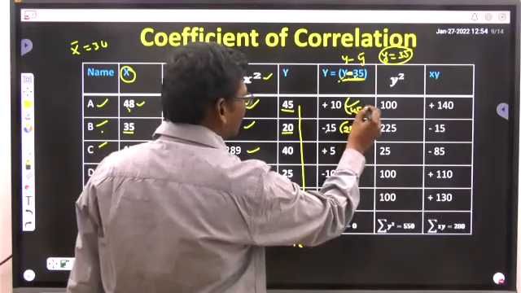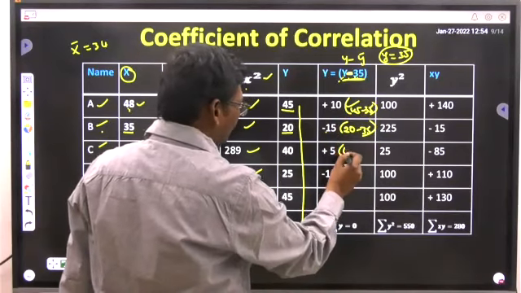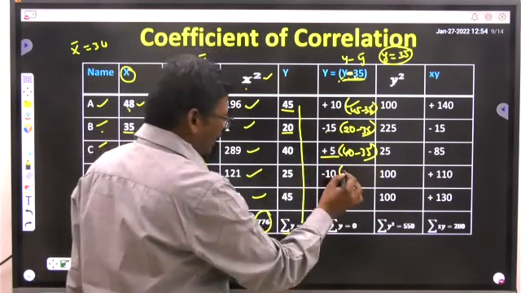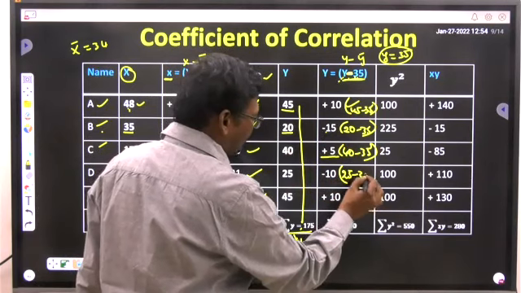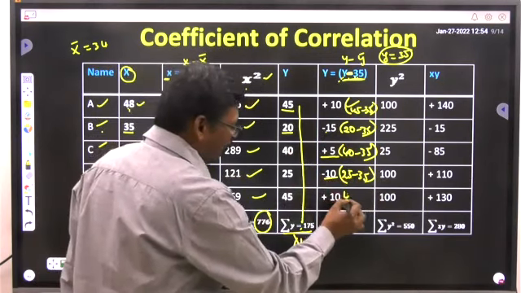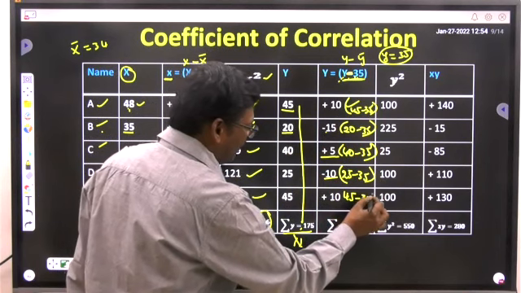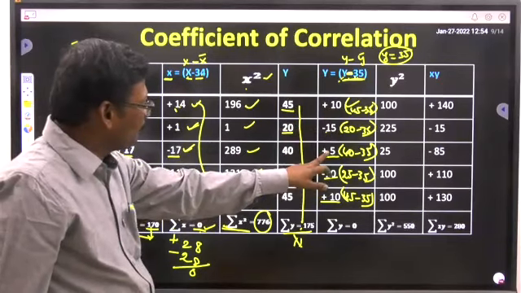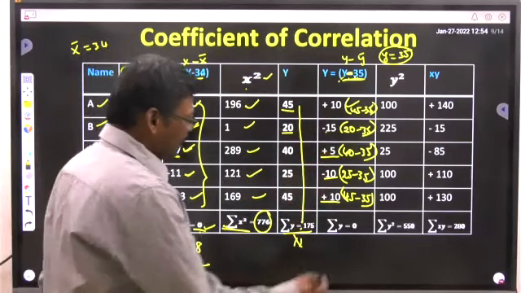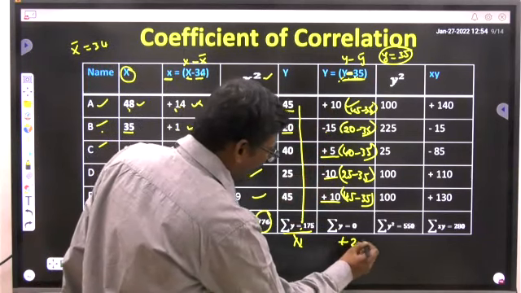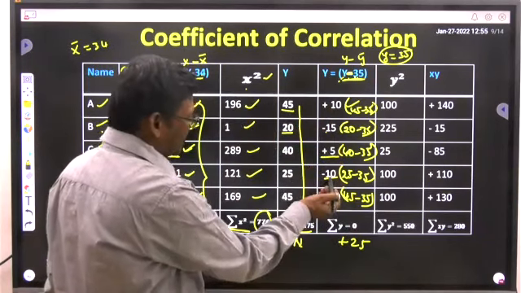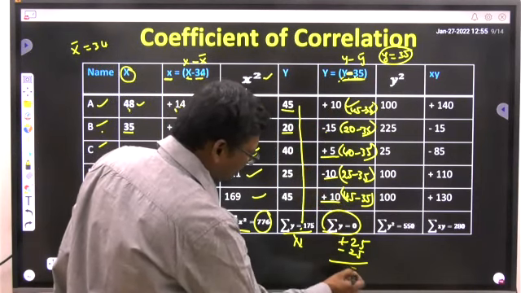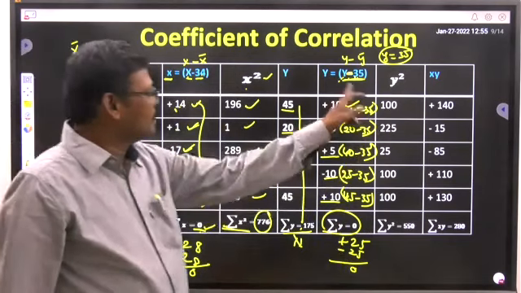So 40 minus 35 is plus 5. 25 minus 35 is minus 10. 45 minus 35 is plus 10. The plus values are 10, 5, 10, that is plus 25, and the minus values are 15 and 10, that is minus 25. So sigma y also we got 0. These are the y values.